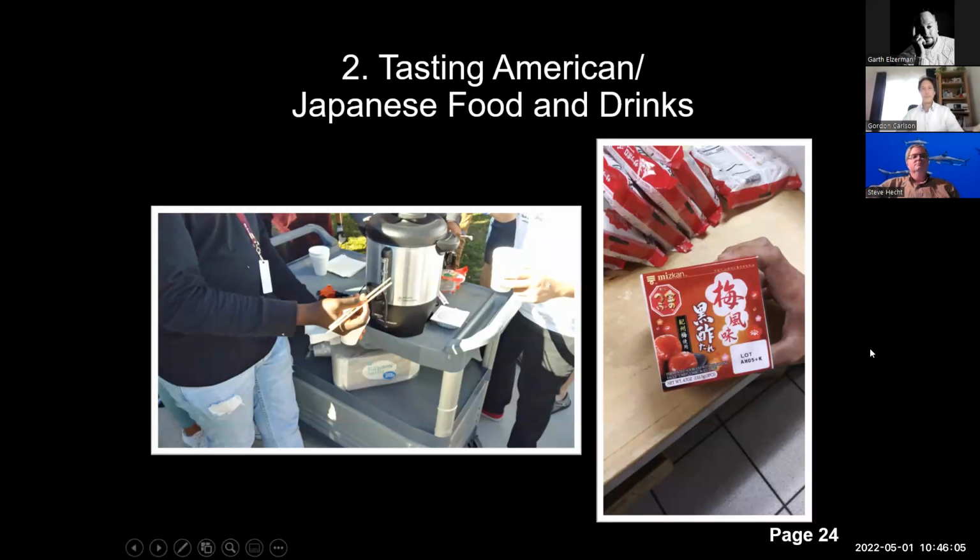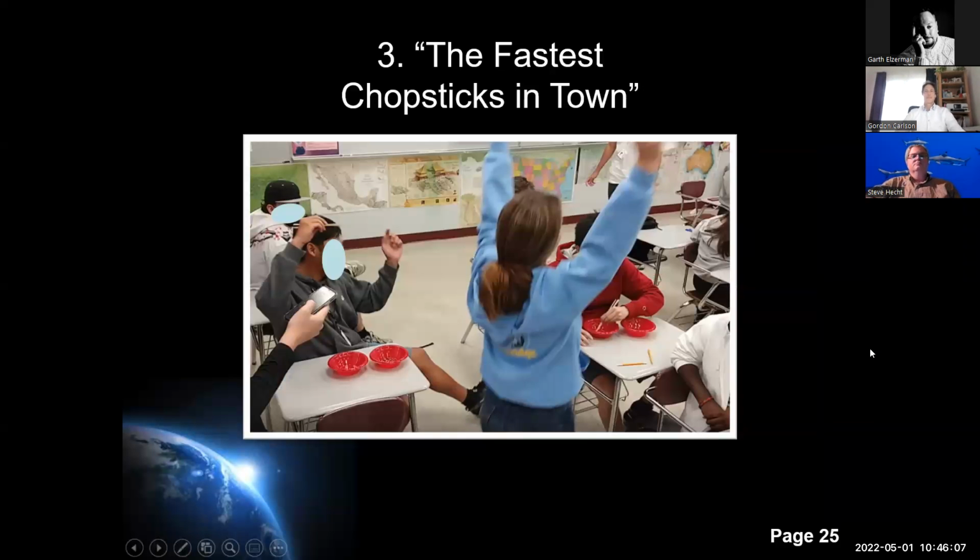So we were trying to go for a little difference in the activity. This is the fastest chopsticks in town activity, where they had to move beans from one bowl to another bowl with chopsticks as quickly as possible. And that was a lot of fun for the kids.